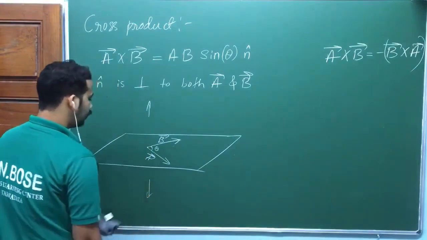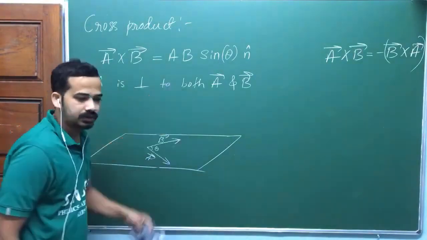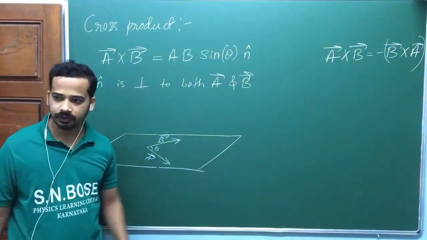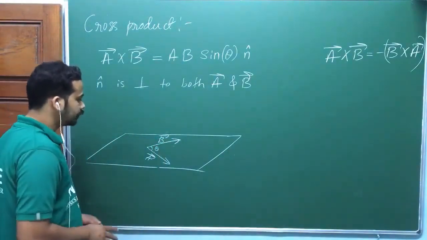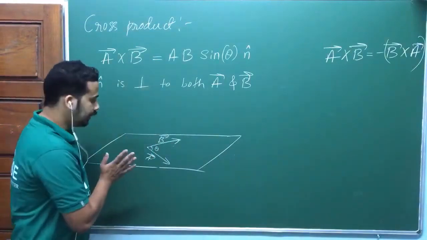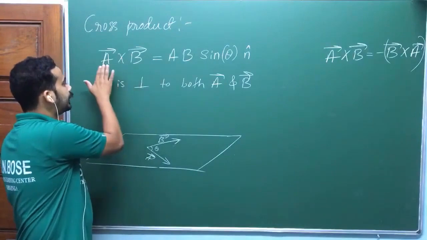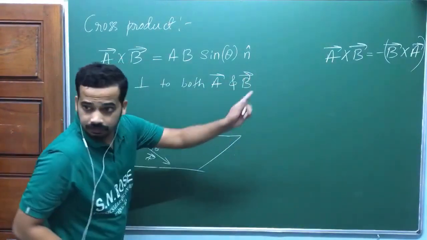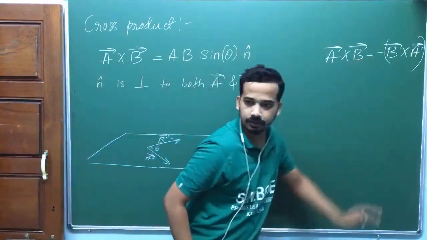For that, you need to use either the screw rule or the right hand thumb rule. Let me first use the right hand thumb rule. It says the direction of A cross B should be taken like this. A comes first, B later. A cross B is minus of B cross A. Once you find A cross B, you can find B cross A.